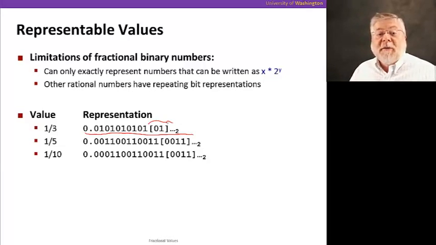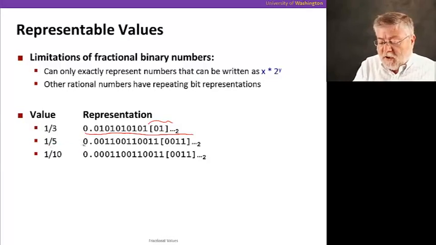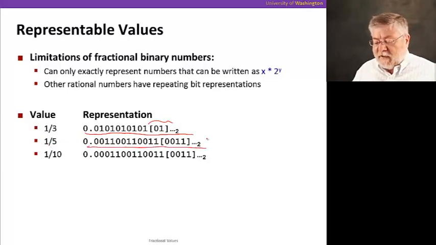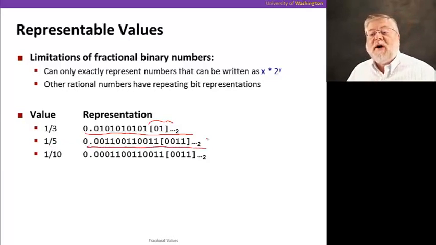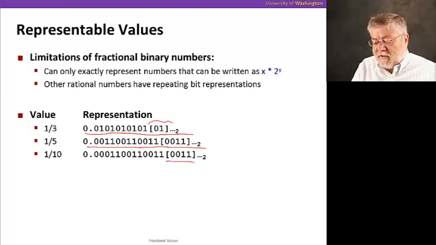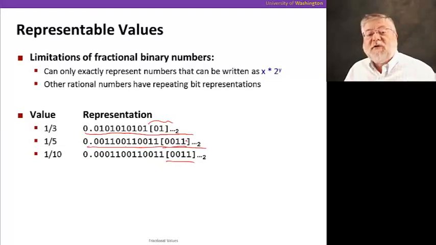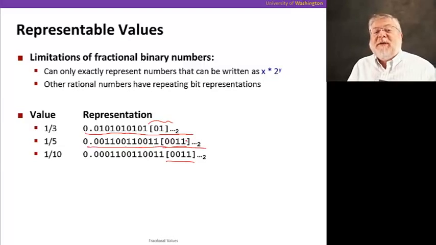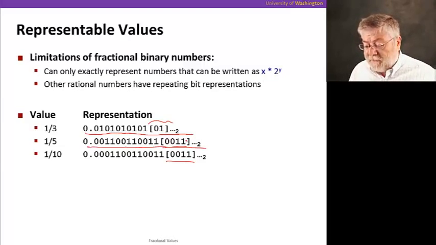There are other numbers like that in binary. 1/5 also has a repeating bit pattern that repeats 0011 on forever and ever. And 1/10, you notice, also has that same repeating pattern as 1/5 did, because of course 1/10 is just a half of a fifth. It's just that same bit pattern shifted over by 1. So it's going to repeat the same way.